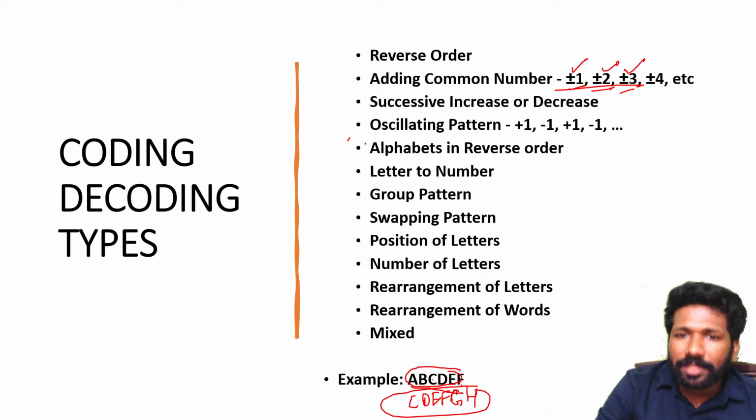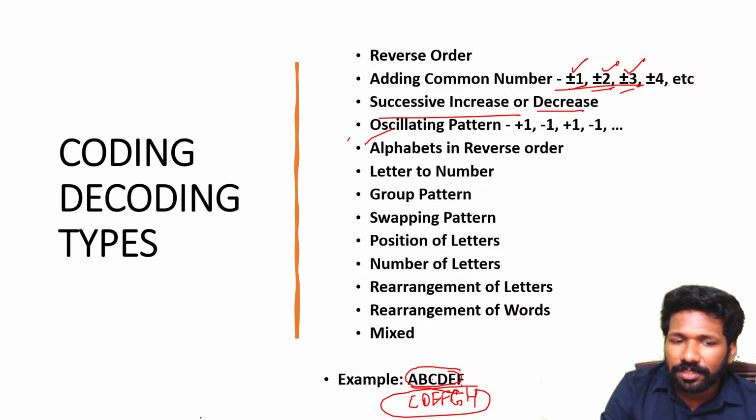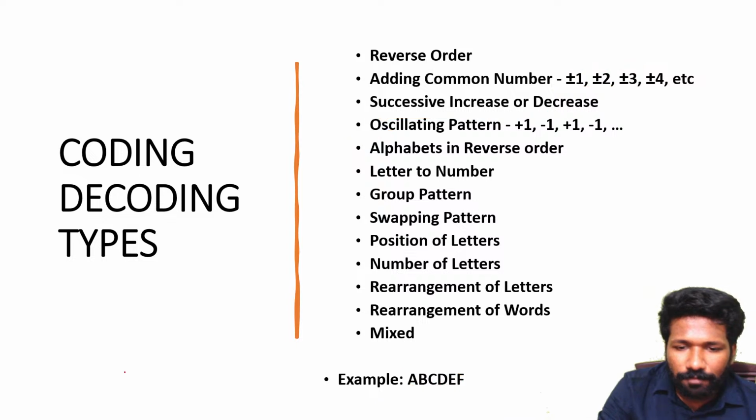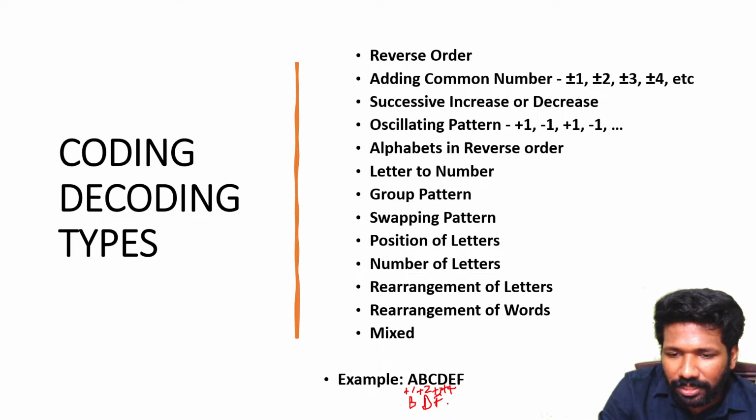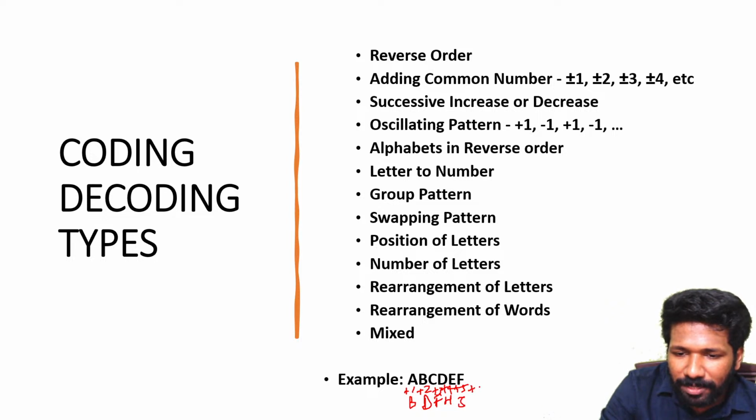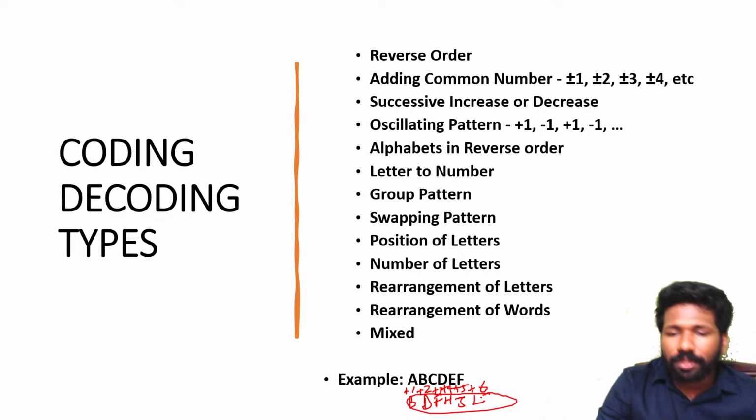Now another is successive increase or successive decrease. What is successive increase, successive decrease? For example, first letter is added by 1, A plus 1, B. Second letter is added by 2 instead of 1, B plus 2, D. Third letter is added by 3, C plus 3, F. D added by 4, H. E plus 5, J. F plus 6, that will be the 12th letter, L. So that is a coding that can be done.